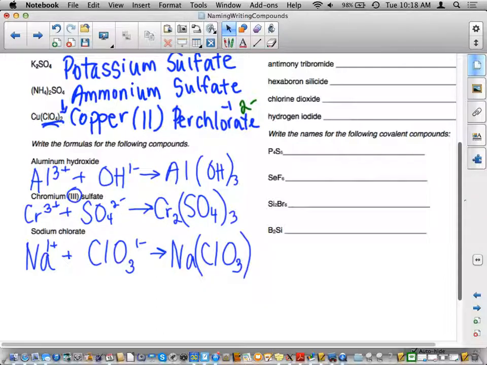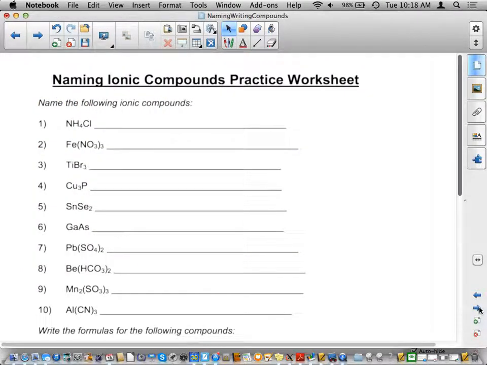All right? Okay, go to the worksheet. I'm going to do a few examples for you, and then you're going to have some for homework.